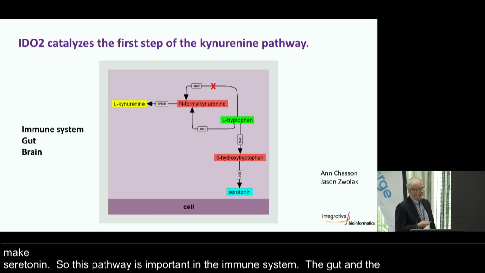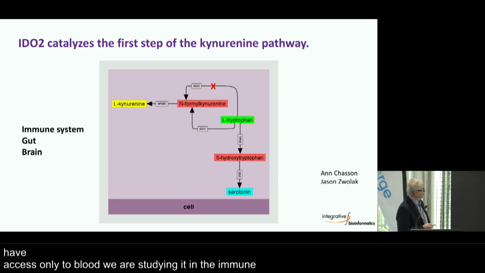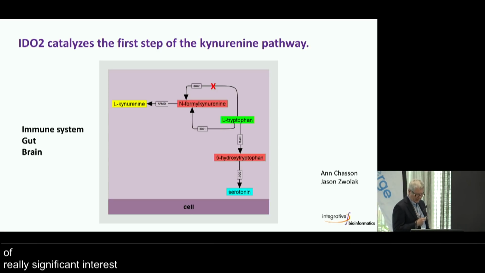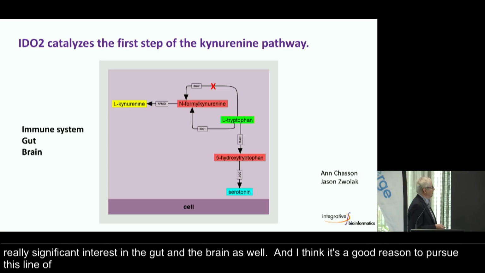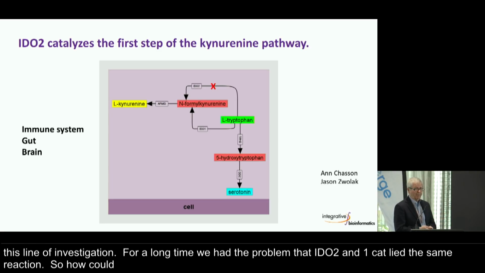Now, because we have access only to blood, we are studying it in the immune system, in PBMCs. But the pathway, I think, is of really significant interest in the gut and the brain as well, and I think is a good reason to pursue this line of investigation. But for a long time, we had the problem that IDO2 and IDO1 both catalyze the same reaction. So how could it be that the absence of IDO2 could even matter?